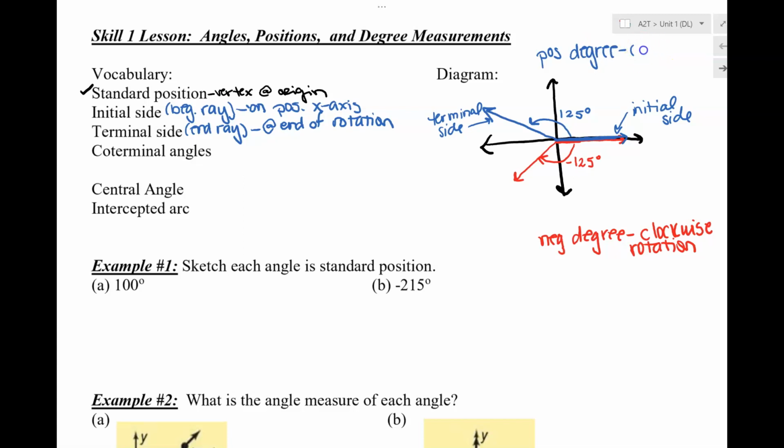I'm just going to erase that because that looks ugly. Counterclockwise rotation. There we go.